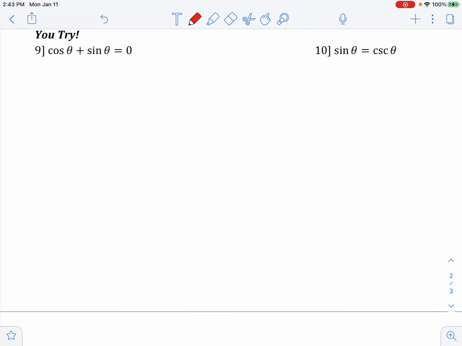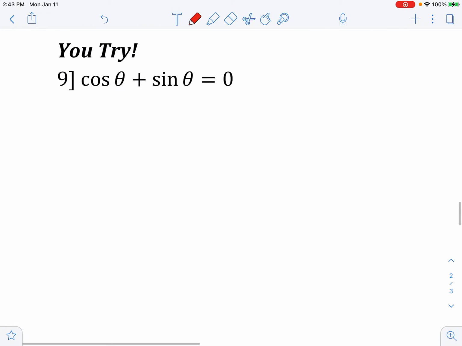All right, number 9, you should have gotten 3 pi over 4 and 7 pi over 4, number 10, pi over 2 and 3 pi over 2. If you didn't get those answers, here's how you get them. This one here, it's two terms. I can't factor it. I don't want to replace anything, so I'm going to balance it and get one on each side and then think about it.